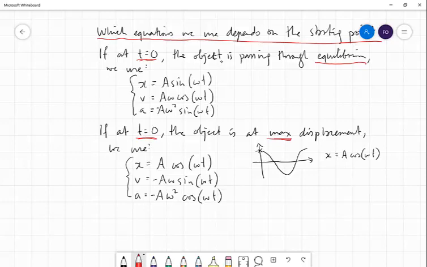And all we need to do to work with these equations is to know the amplitude and the angular frequency, and we'll know the angular frequency if we know the time period, because angular frequency is equal to 2 pi over t, or 2 pi f. Okay, so that's how we use the equations. I'll go through a couple more examples in the next video.